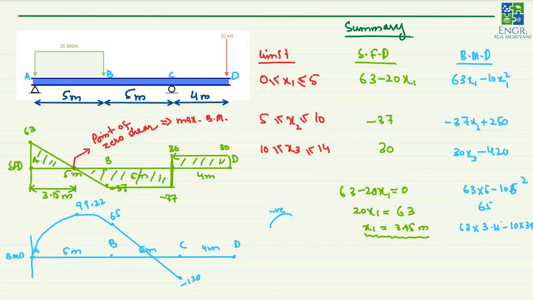Now we have to connect these 2 points by a straight line like this, and this has a positive slope because x3 is positive. So this is our bending moment diagram.